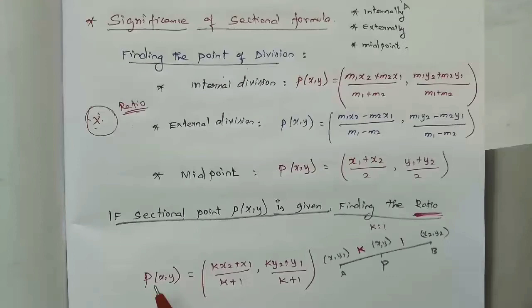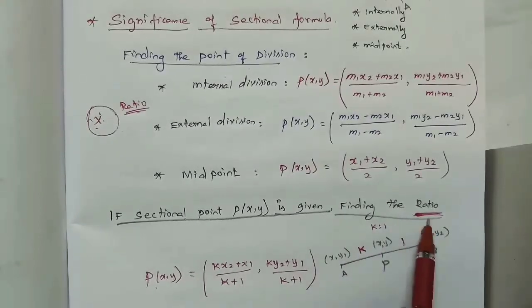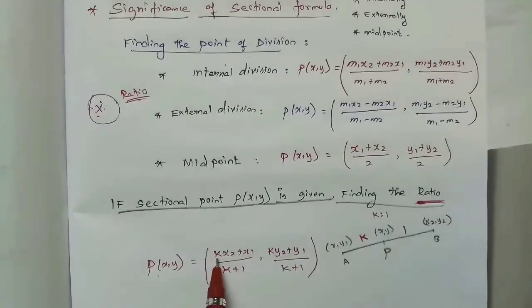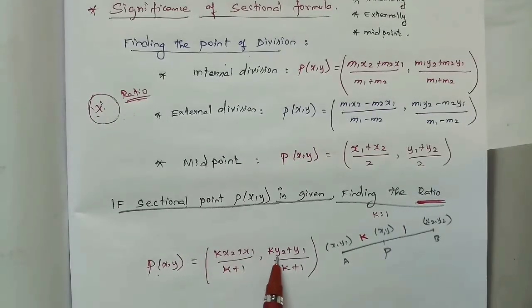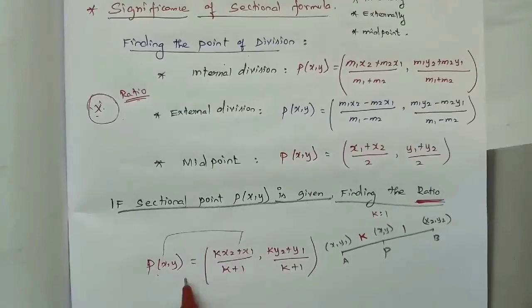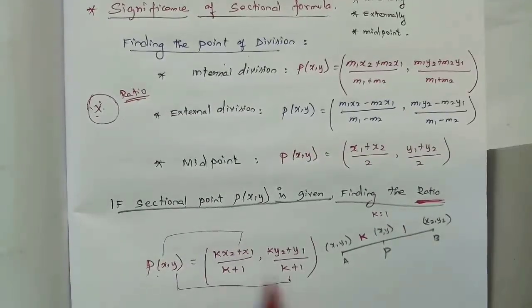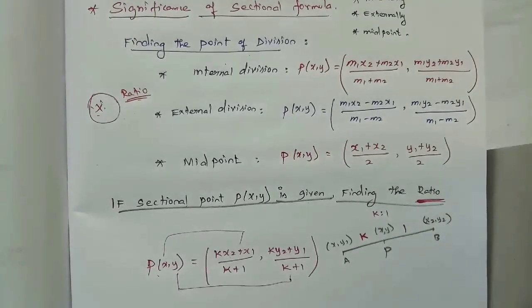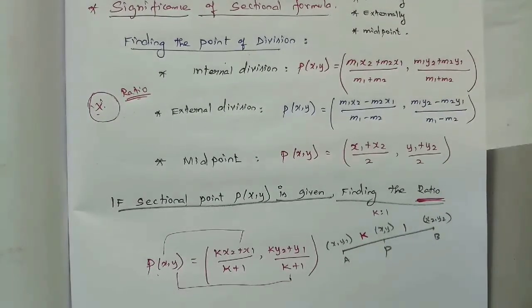P of x comma y is given and we are finding the ratio, that is k is to 1, right? So P of x comma y is equal to (k x2 plus x1) divided by (k plus 1), comma, (k y2 plus y1) divided by (k plus 1), right? You can equate any one, the x term alone or the y term alone. From that you will get the value of k. The k value will be in the form of a fraction, and that is nothing but the ratio for the given question.